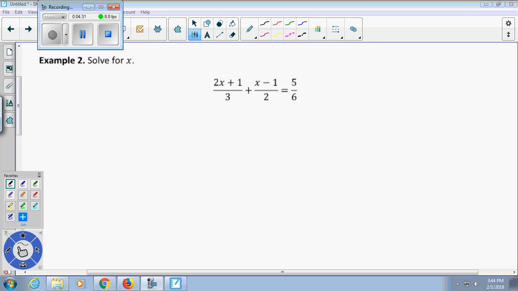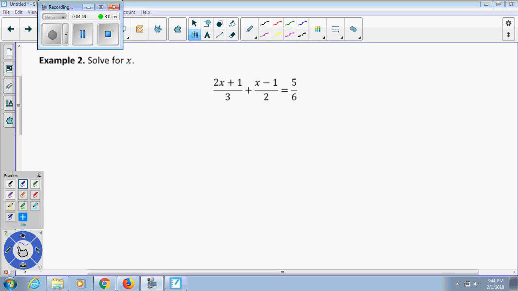For the last two examples, I just wanted to look at what happens if you have fractions. The last one's going to be what happens if you have decimals. For this example here, if you don't like working with fractions, there's a very simple way to cancel it from your equation. And to do this, you can multiply both sides by the least common denominator.